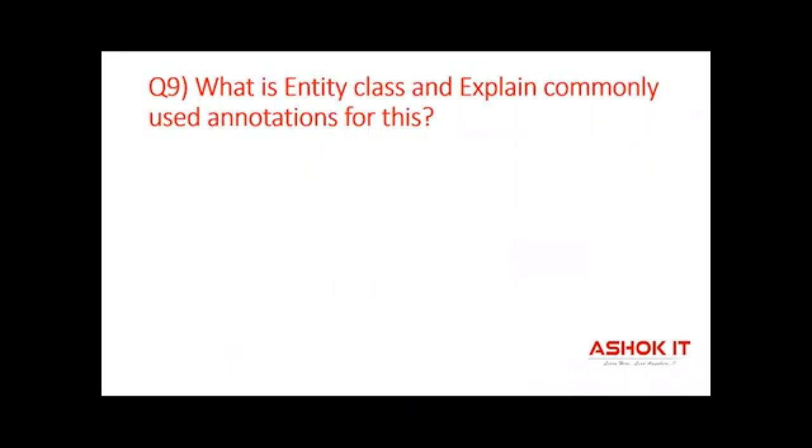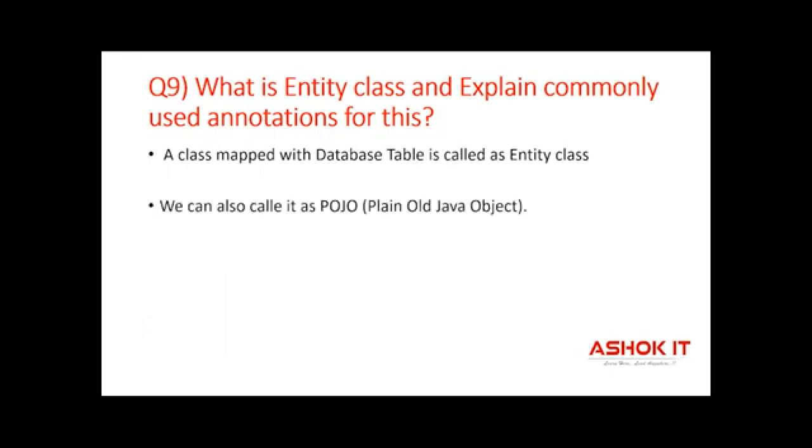What is an entity class? And explain commonly used annotations for this. This is common for JPA and Data JPA. A class that is mapped with a database table. One class, one table, a simple mechanism that is called an entity class. We can also call it a POJO class, plain old Java object. There is no mistake in calling it that.